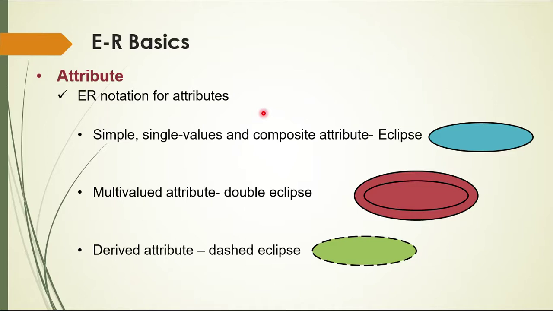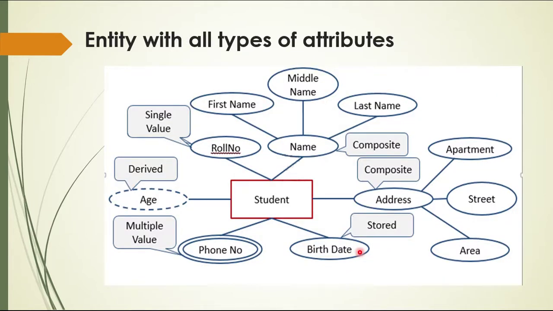Now ER notations. Entity is represented in the rectangle form as I have explained over here. Now attributes are represented by the ellipse. So simple attribute, single value attribute, and composite attributes are shown in the ellipse. Multi-value attributes are shown in the double ellipse. These all are the symbols. Now derived attributes are represented using dashed ellipse. Clear?